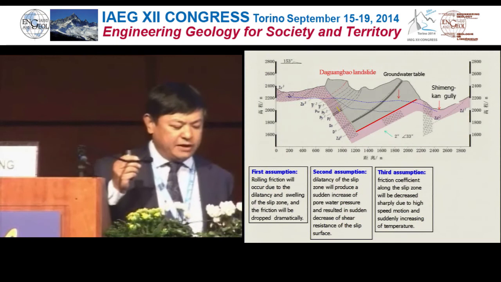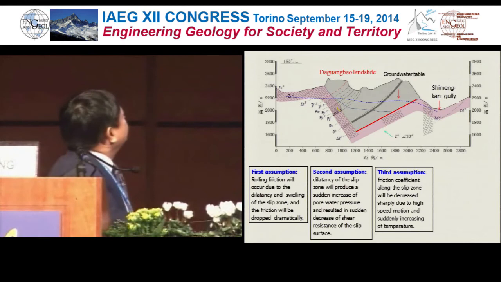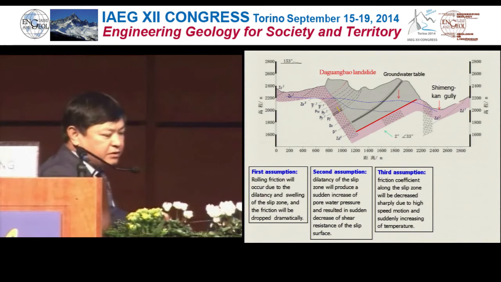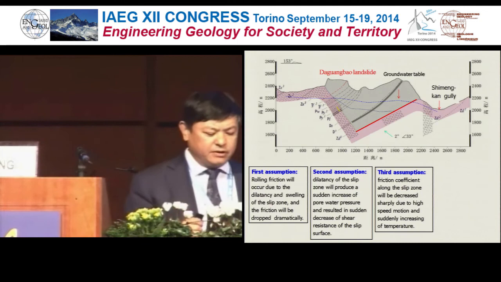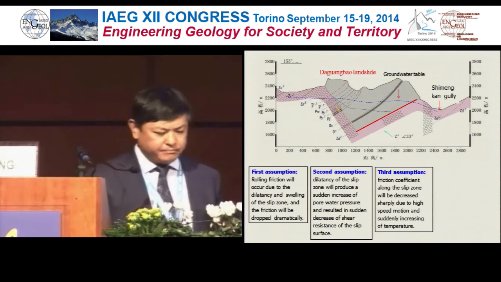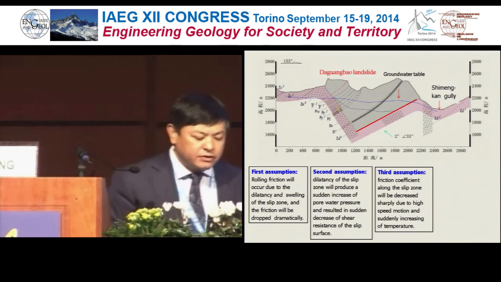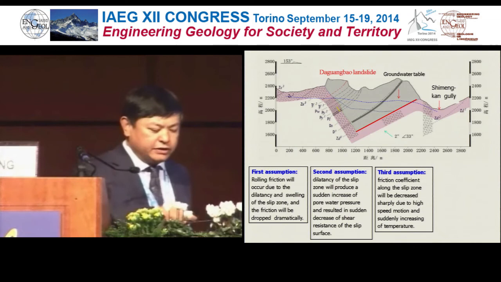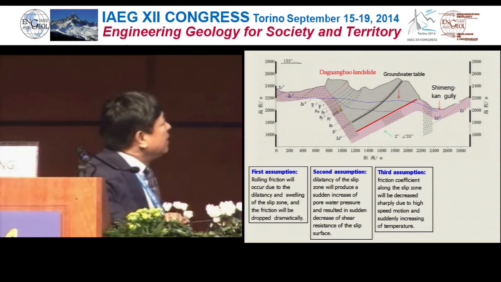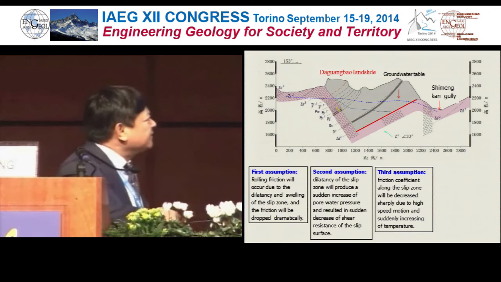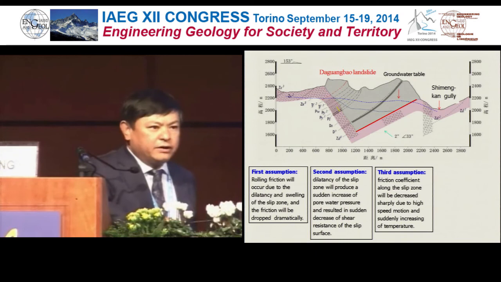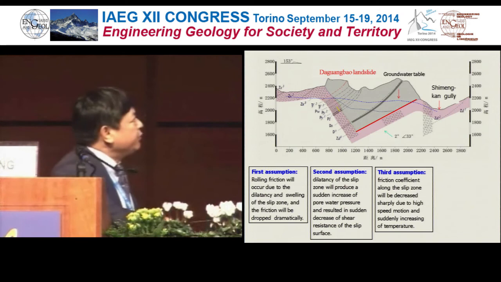According to this phenomenon, we can give some hypotheses and assumptions. The first one is that because of the dilatancy of the slip zone, friction may occur due to the dilatancy and swelling of the slip zone, and the friction will drop dramatically. The second is that dilatancy of the slip zone will produce a sudden increase of pore water pressure, which will result in a sharp, very sudden drop of the shear resistance. And the third one is that the friction coefficient along the slip surface will decrease sharply due to high-speed motion and a sudden increase of temperature. Now we are studying which one is the most possible. Maybe we have other possibilities.